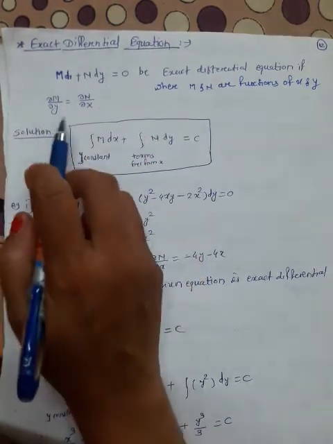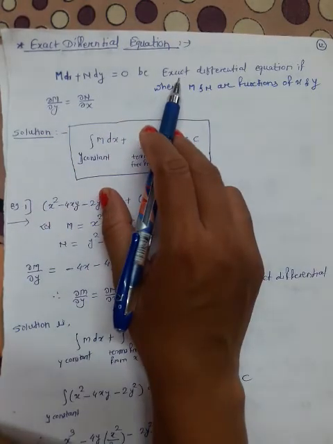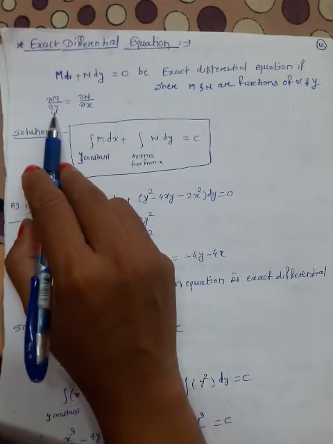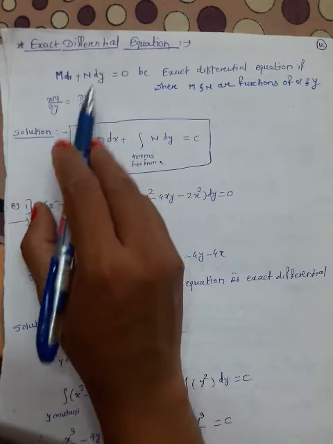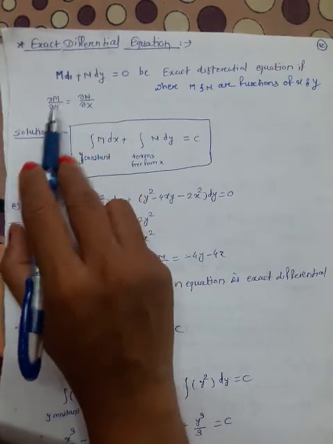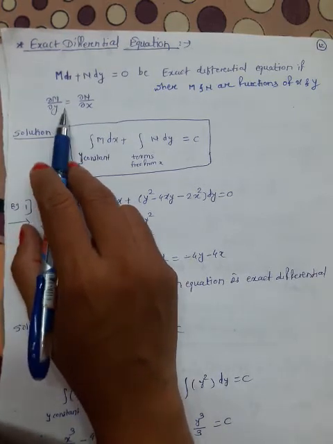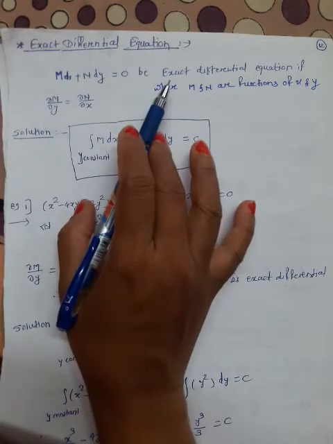This equation is said to be an exact differential equation if del m by del y, the derivative of m with respect to y, and del n by del x, the derivative of n with respect to x, are both the same. Both should be the same. If they are the same, then such equations are called exact differential equations.